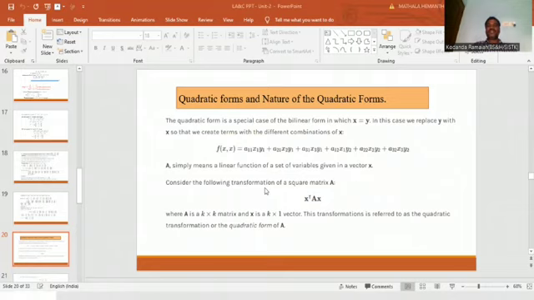Consider the following transformation of a square matrix A: x transpose A x, where A is a k by k matrix and x is a k by 1 vector. This transformation is referred to as a quadratic transformation or quadratic form of A.